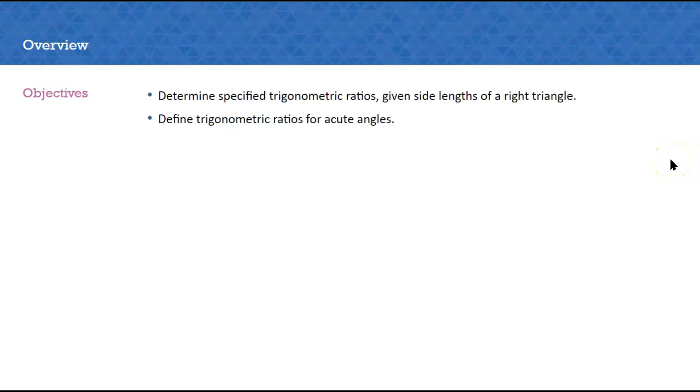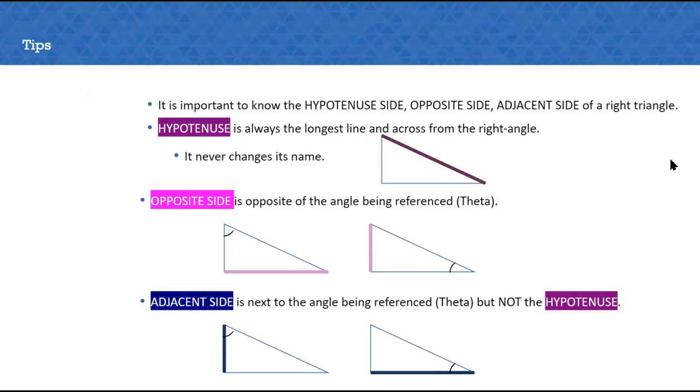There's two snips you'll need in this video, so go ahead and pause now and take a snip of this screen. It is important to know the hypotenuse side, the opposite side, and the adjacent side of a right triangle. The hypotenuse is always the longest line, and it's across from the right angle. It never changes its name. The opposite and adjacent sides, however, do change.